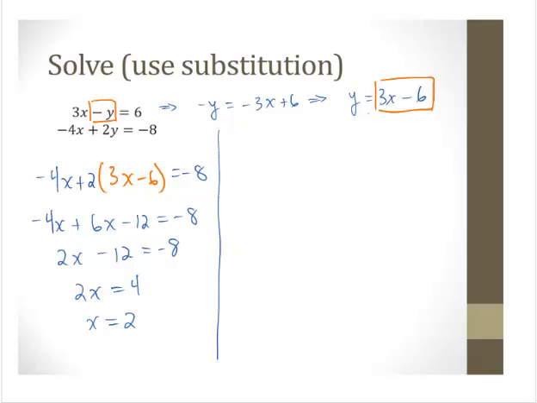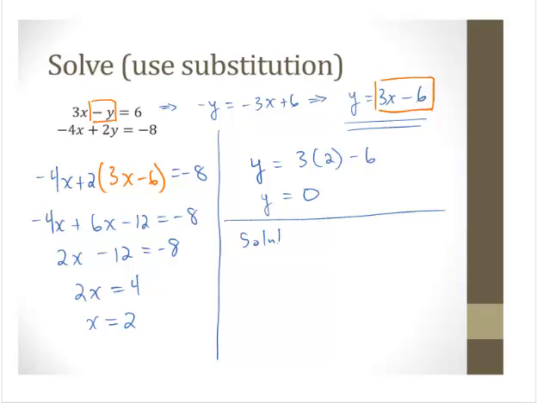Let's find the value for y. Well, y is 3x minus 6. So then y would equal 3 times 2 minus 6, which is 6 minus 6, which is 0. So then my solution is 2, 0. And we can easily check this one since we have integers.